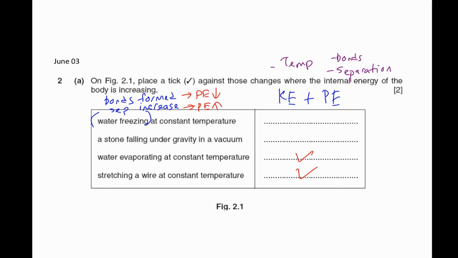Now, when they say vacuum, it also means that there is no air resistance. So if there's no air resistance, it means that the stone will not heat up. There's no change in temperature. So we only have to look at temperature. Don't worry about whether the whole stone is moving or not. Look at the temperature. So since no change in temperature, your KE is constant.